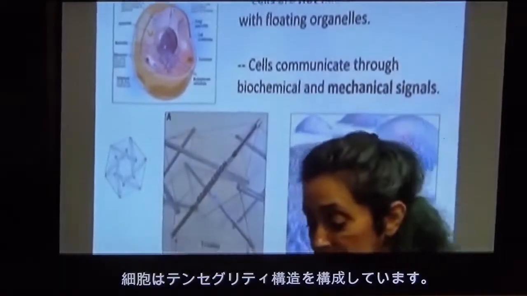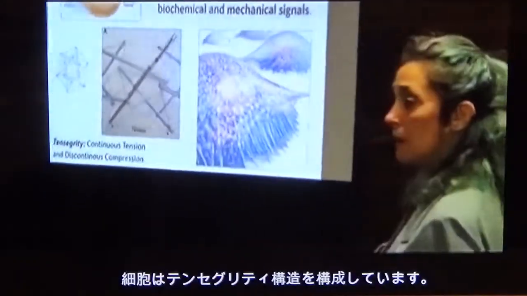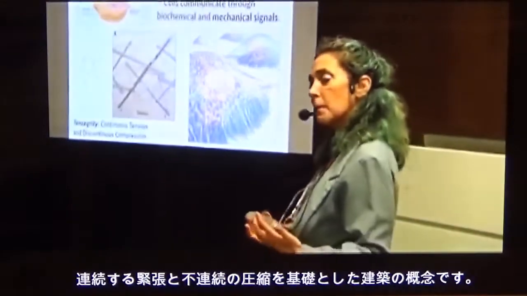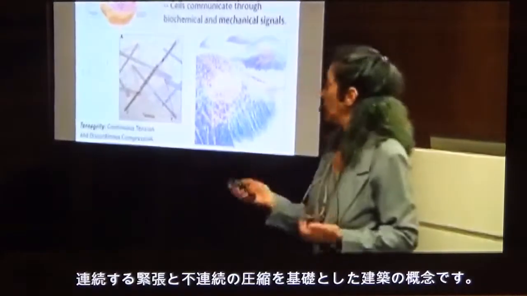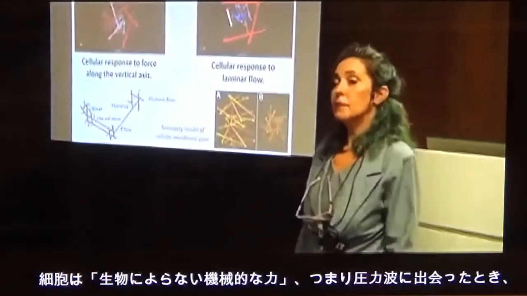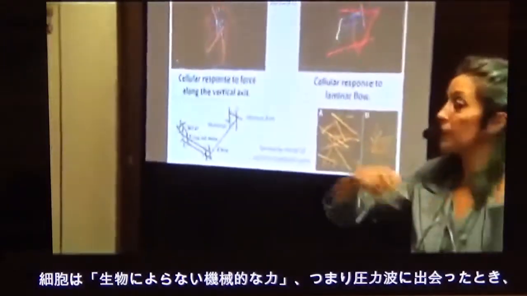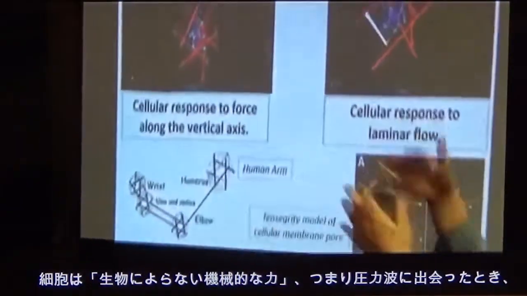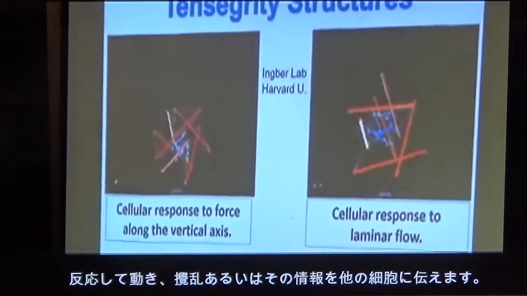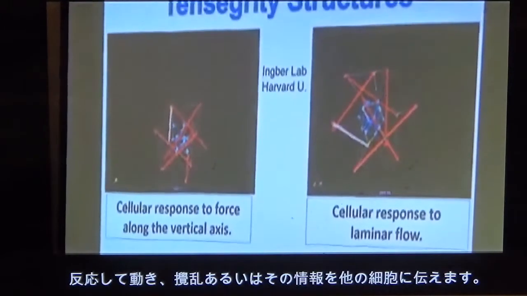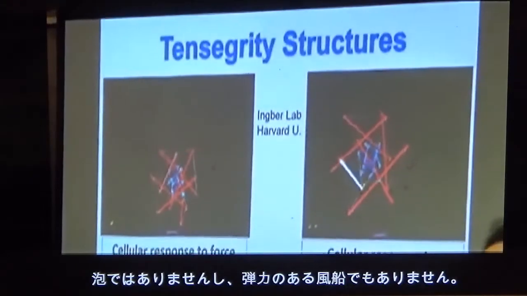The architecture of the cell is based on tensegrity. It is an architectural concept based on continuous tension and discontinuous compression. What does this mean? It means that the cell, when it is confronted with inanimate mechanical force, which is a pressure wave, can move and it passes on the perturbation or the information to other cells. It's not a bubble. It's not an elastic balloon.